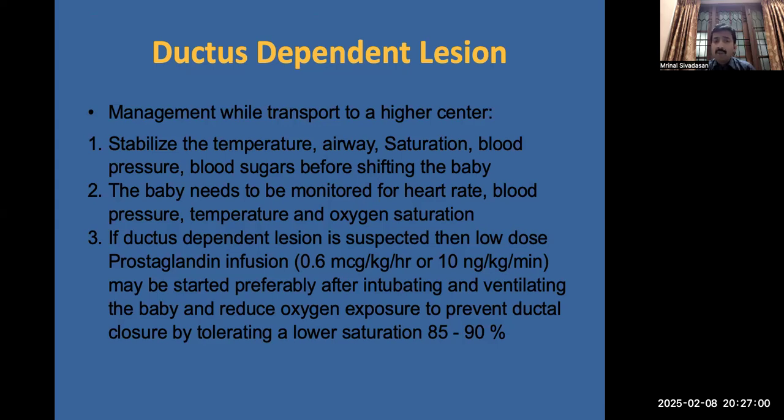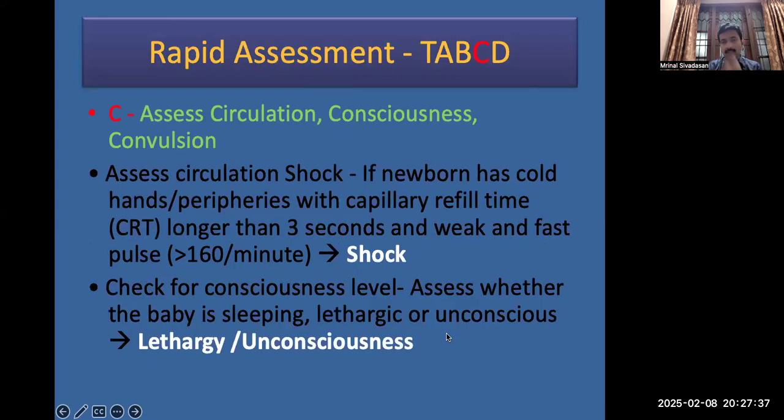And the baby needs monitoring for heart rate, blood pressure, temperature, and oxygen saturation. And in such patients, you may have to start a low-dose prostaglandin E1 infusion, alprostadil infusion. Preferably it should be started after intubating and ventilating the baby because the baby may have apnea with prostaglandin infusion. So to prevent apnea, you may have to give intubation and ventilation. You may have to reduce the oxygen exposure also because too much oxygen can close the PDA. So you may have to target a lower saturation between 85 to 90% in such a baby.